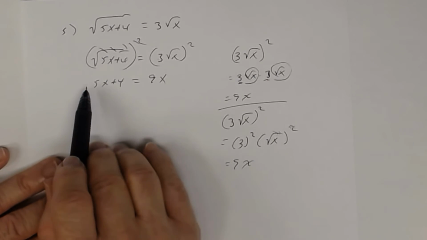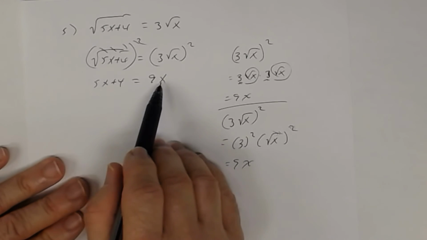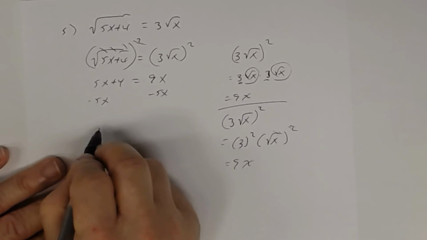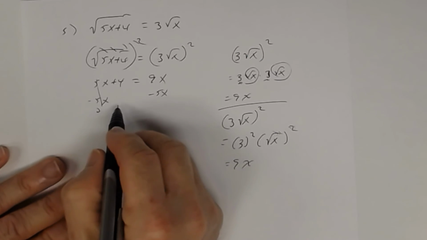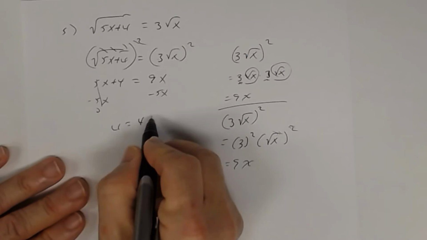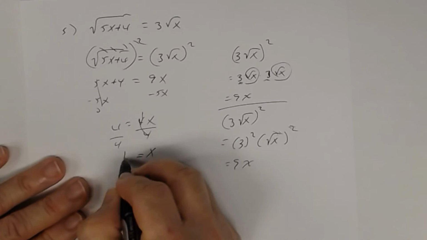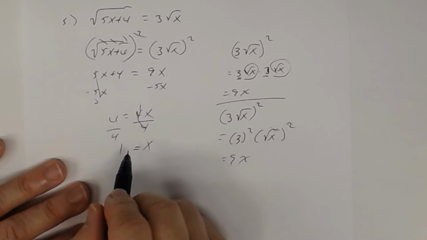But now notice that I ended up with a linear equation. So I'm going to subtract 5x on both sides. And when I do that, this is 0. When I combine like terms, I get 4 equals 4x. Divide both sides by 4. I get x to be 1. So my proposed solution is 1.